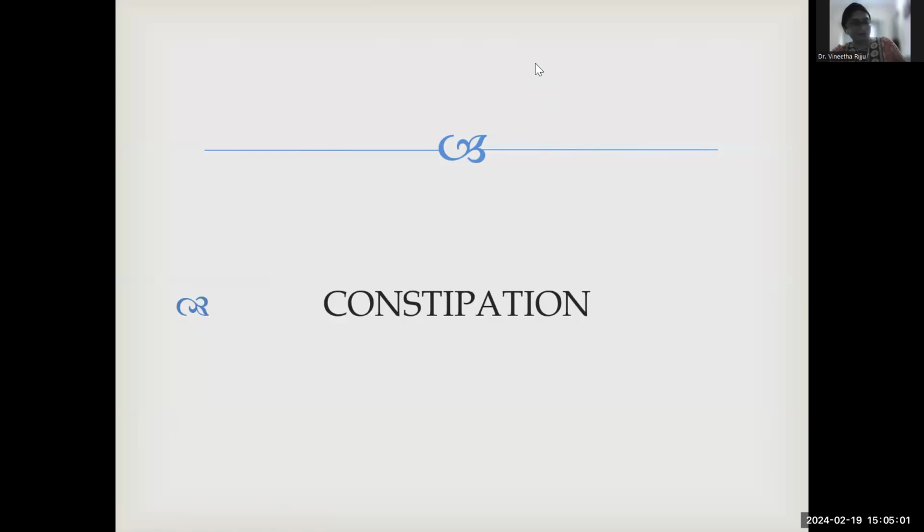Constipation. Yes, you can use the chat box. You can just type it there. What was exactly constipation? Only good afternoons in the chat box. Nothing on constipation.